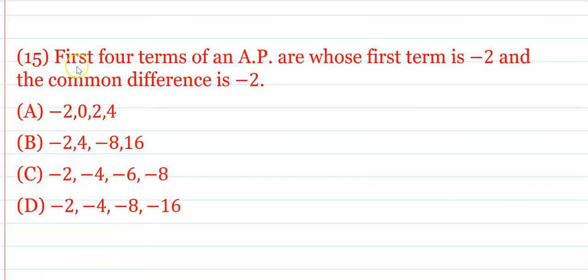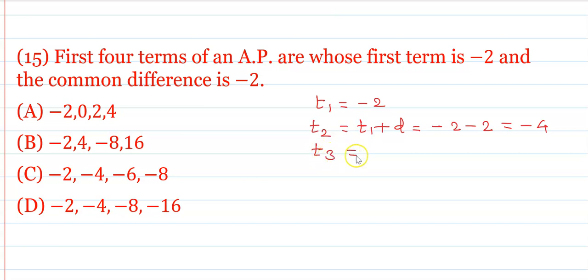Now the next: the first four terms of an AP, whose first term is minus 2 and the common difference is minus 2. We have to find out the first four terms. First term is minus 2, common difference is minus 2. Therefore T1 is minus 2. To find T2, T1 plus D, that is minus 2 minus 2, you will get minus 4.